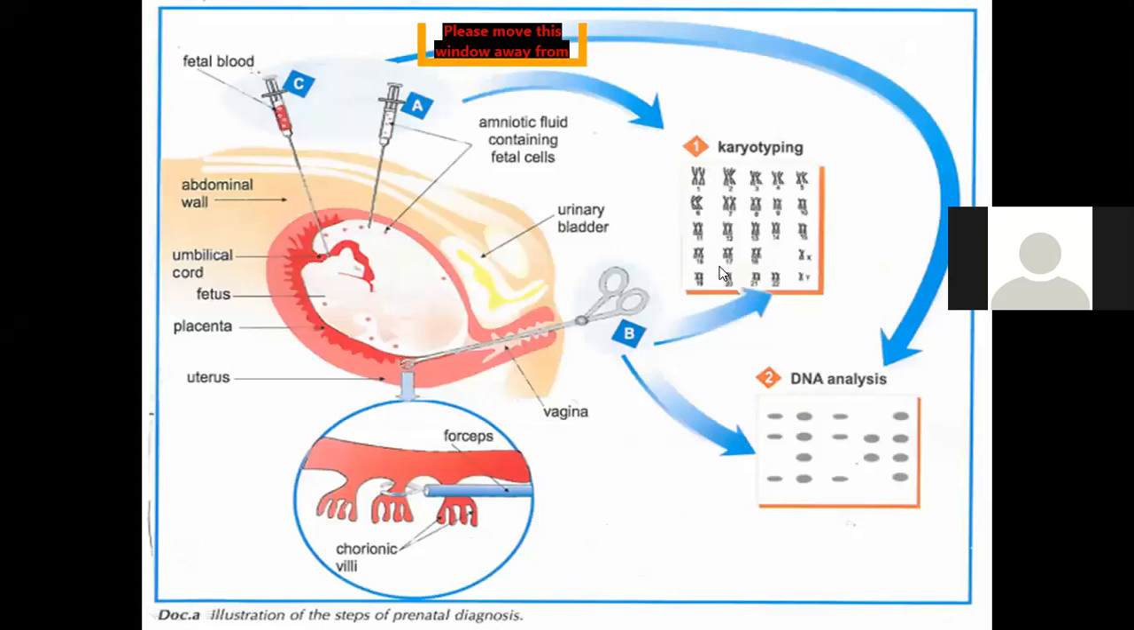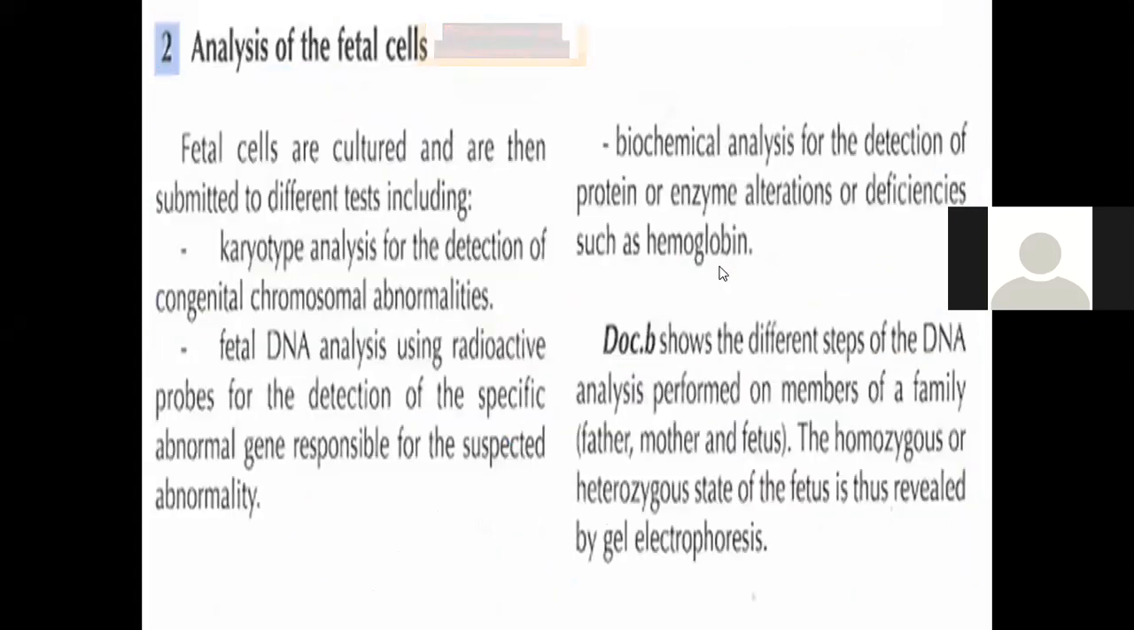Moving now to this. Here we have fetal blood sampling, A, B, and C, DNA analysis, and karyotyping, and all of them lead to the analysis of the fetal cells. Fetal cells are cultured, and then they are submitted to different tests. One of these tests is the karyotype analysis, which allows the detection of congenital chromosomal abnormalities. Or fetal DNA analysis, using radioactive probes for the detection of specific abnormal genes.